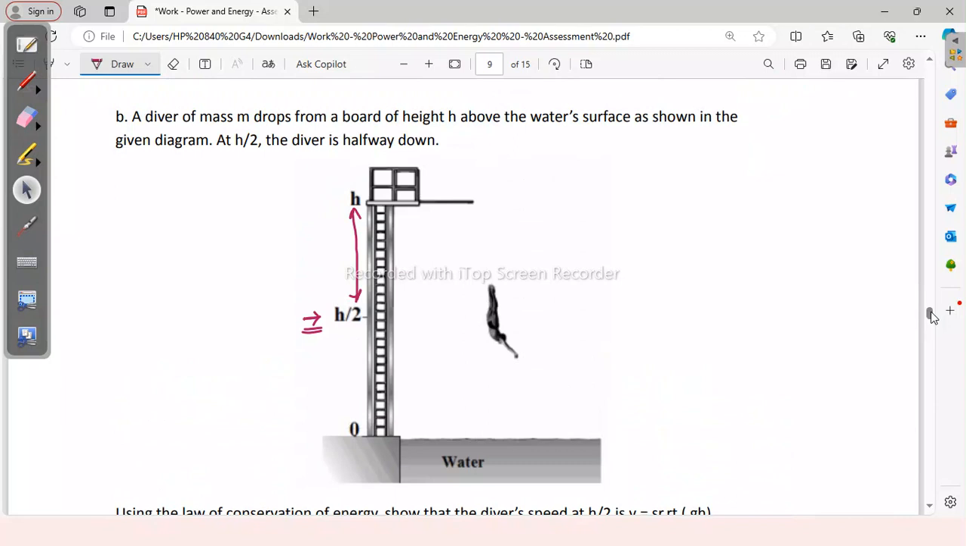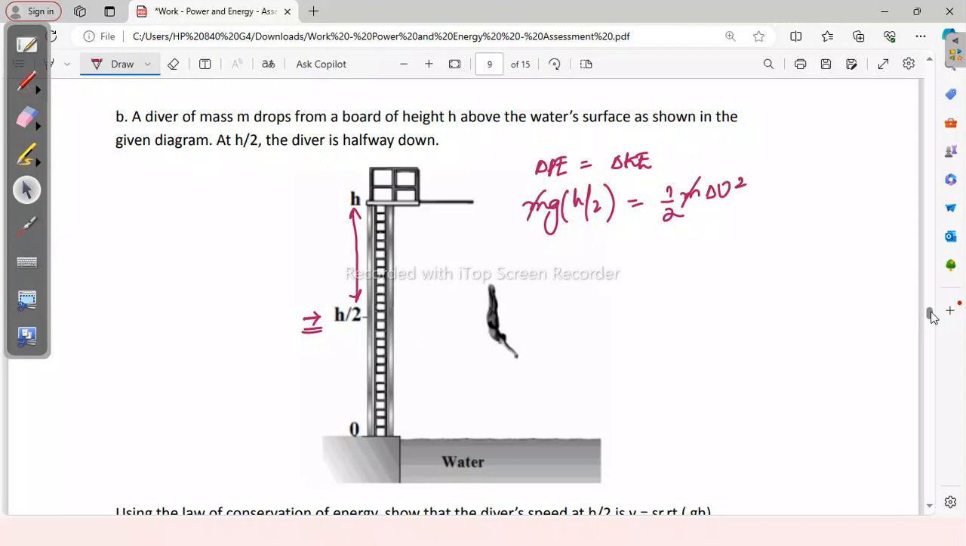So at the start it had some potential energy, and as it proceeds downward, potential energy changes into kinetic energy. So we say that change in potential energy equals change in kinetic energy. Change in potential energy will be mg times the difference in height, h to h by 2, that is, it has travelled a height of h by 2. And the kinetic energy is half m delta v squared.